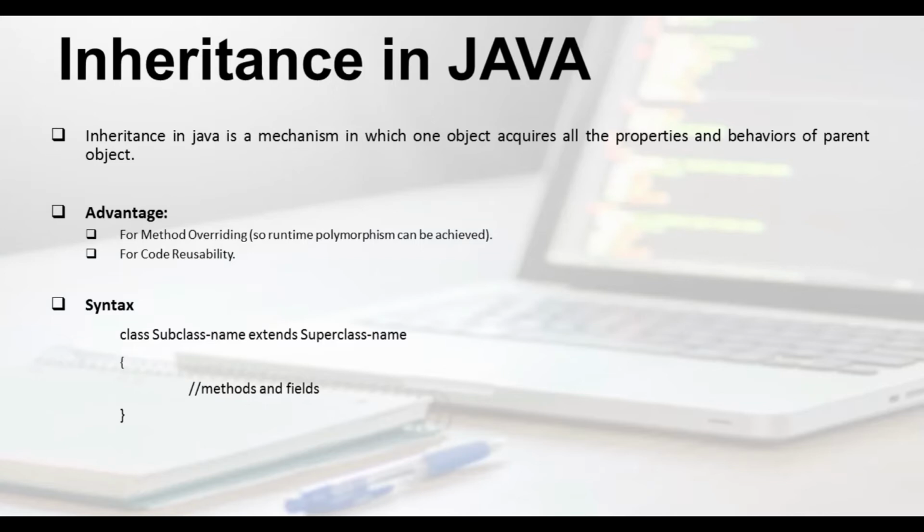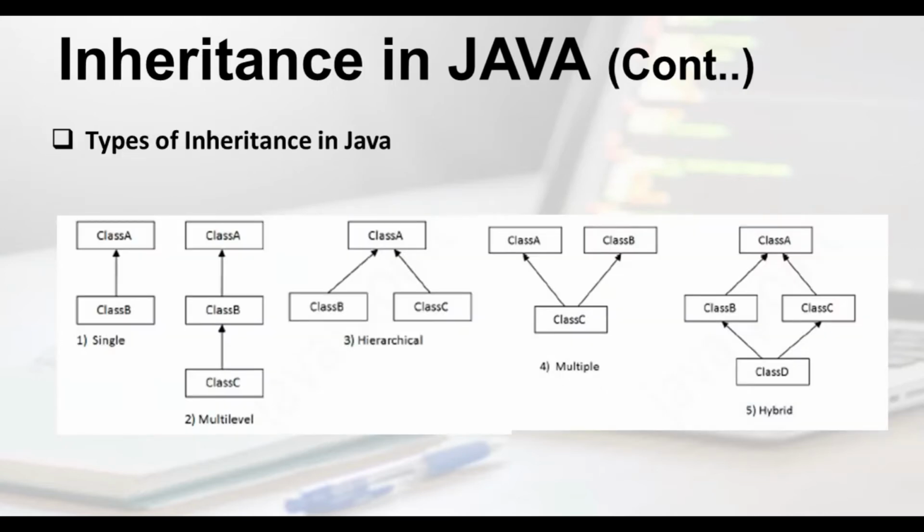There are several types available in inheritance. The first one is single. In single inheritance there is a superclass and one subclass. In multilevel there is a superclass, one subclass, and again of that subclass there is another subclass. That is, class C inherits all the properties of class B, and class B inherits all the properties of class A. Third one is hierarchical, in which one superclass is there, and this superclass has two child classes. Means class B inherits all the properties of class A, and class C also inherits all the properties of class A.